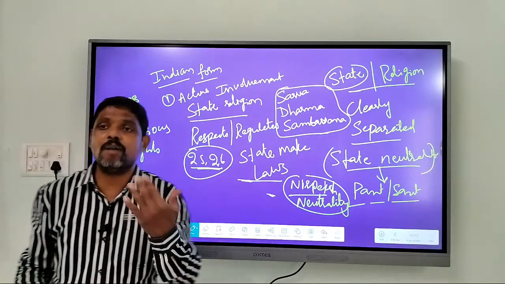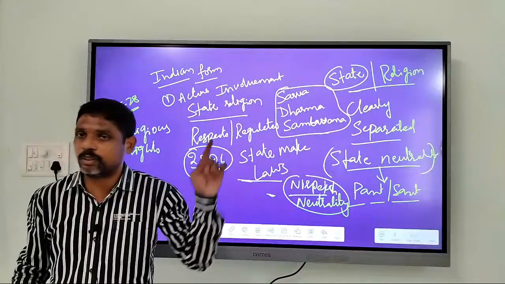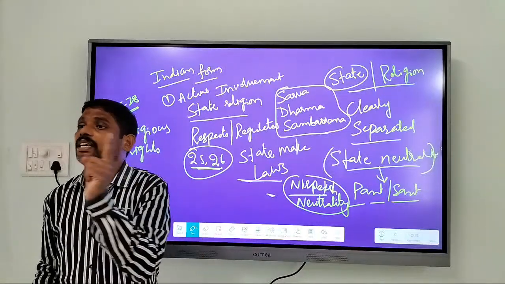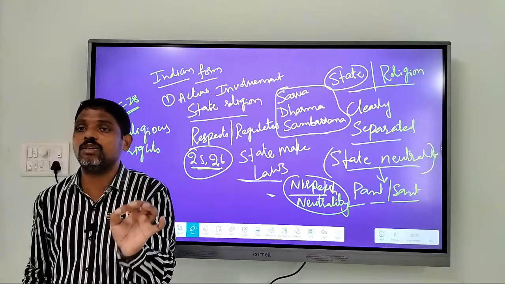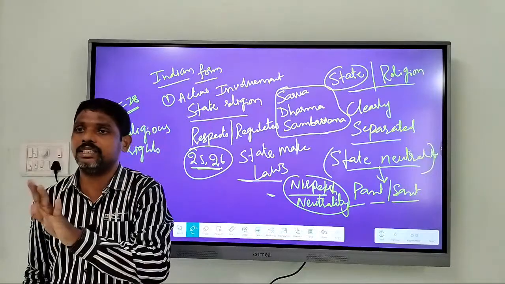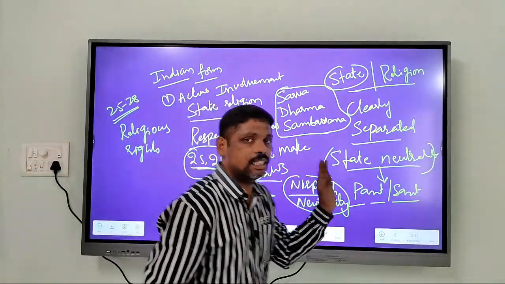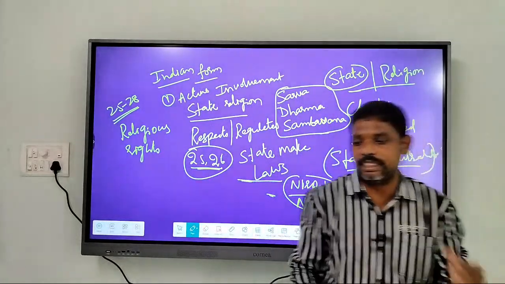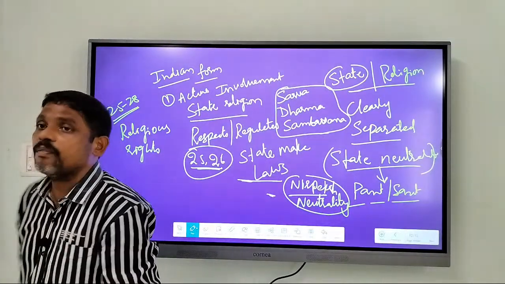And if you take the Indian form of secularism, in India there is active involvement of the state with respect to religion, whereas if you take the Western form of secularism, there is complete state neutrality towards religion. That is, there is a clear separation between state and religion. State will not involve itself in religious affairs, right. So this is the basic difference between the Indian form of secularism and the Western form of secularism.